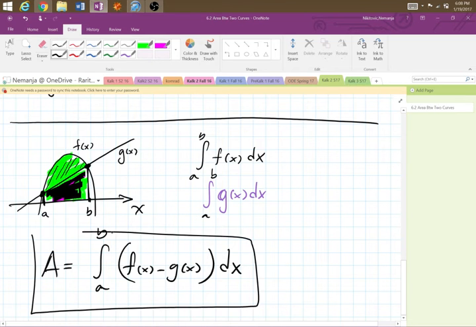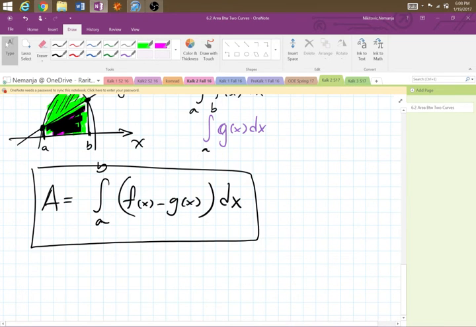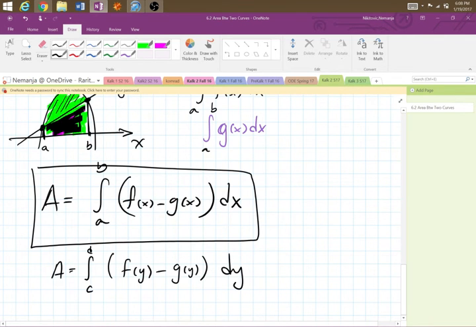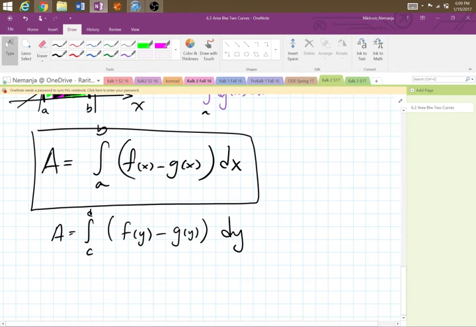Now we can also do this sideways. So area could be the integral from c to d of f of y minus g of y dy, which is right minus left. Actually, right minus left is not good to say. The better way to say this would be the further away from the y-axis minus closer to the y-axis, because it could be on the other side as well. Anyway, we should do some examples.